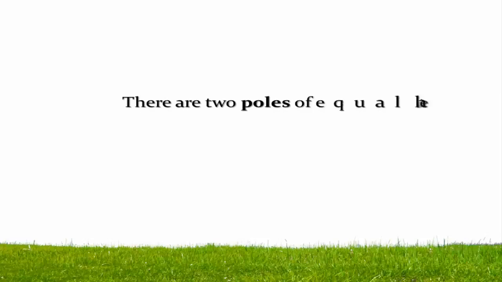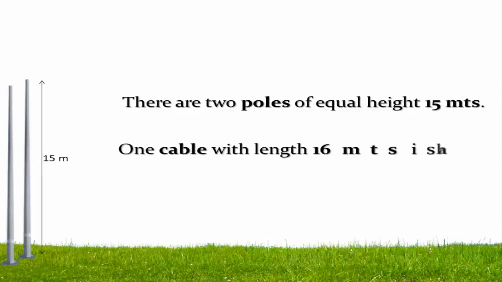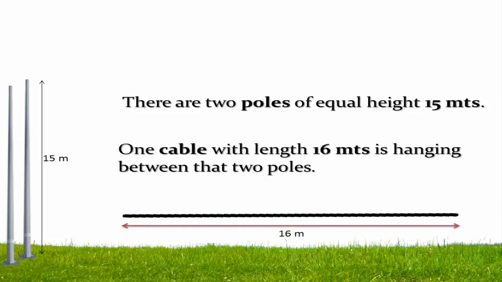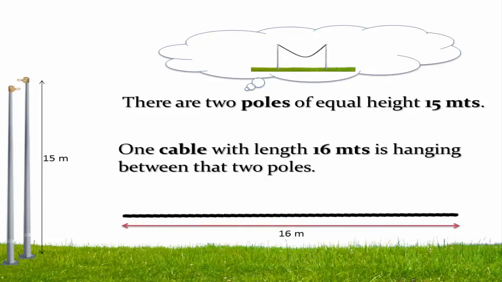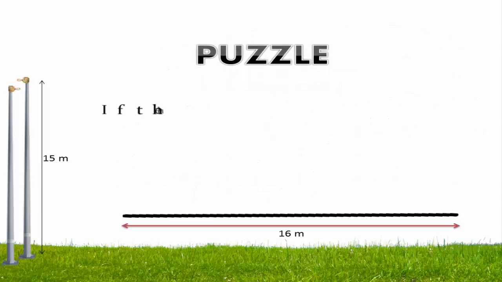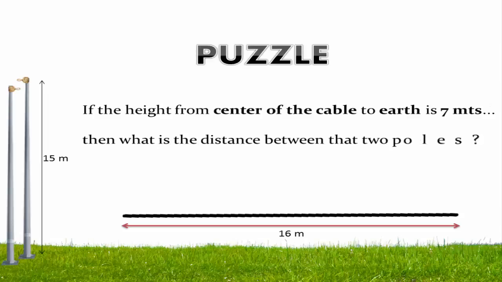There are two poles of equal height, 15 meters. One cable with a length of 16 meters is hanging between the two poles. The puzzle is, if the height from the center of the cable to earth is 7 meters, then what's the distance between the two poles?